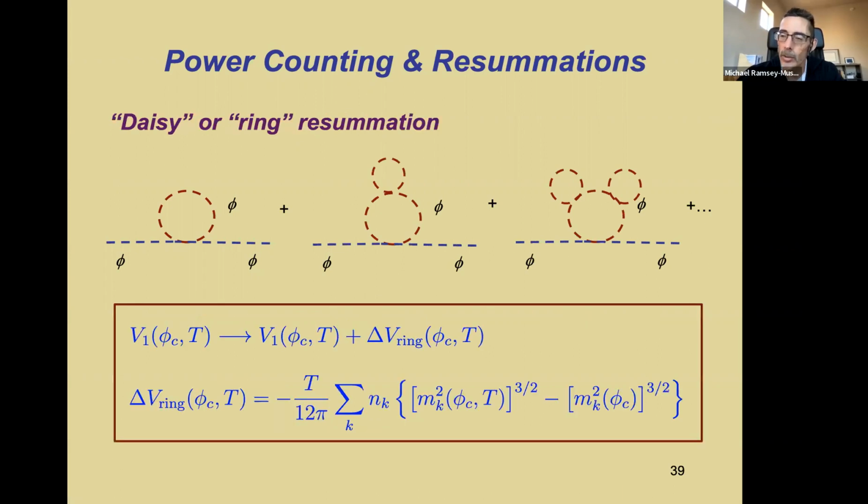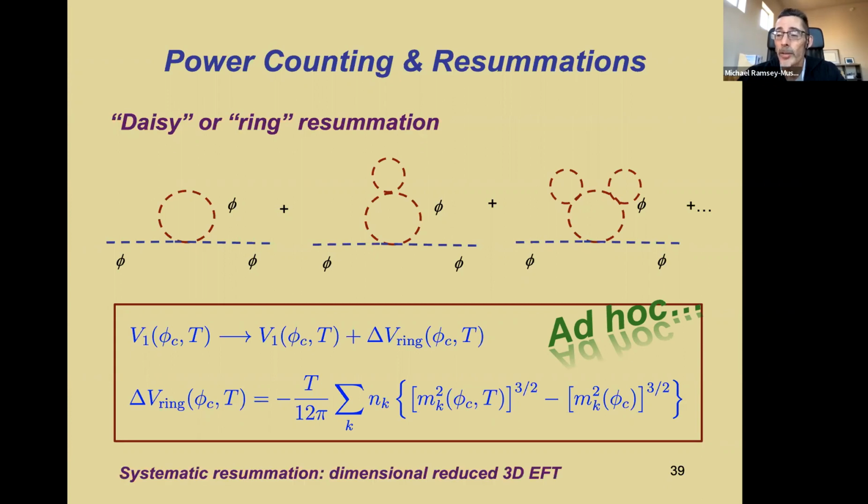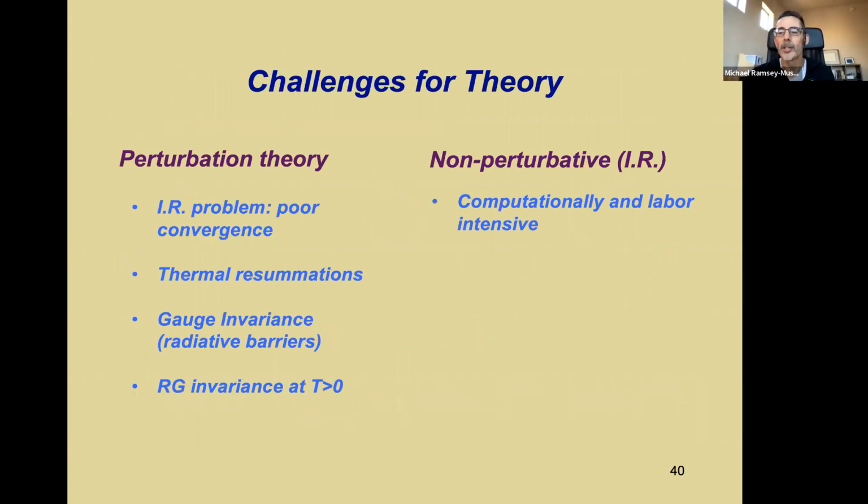And it's known how to do that at one loop through something called the daisy or ring resummation. That's standard lore now in thermal field theory. One of the caveats about it is it's a little bit ad hoc, because where else do you do this? And what if you want to go beyond one loop with higher precision? As we're going to see shortly, this is where effective field theory is a particularly powerful way to do it more systematically and improvably. So more generally, there are lots of challenges for perturbation theory, which I've listed on the left here. There's the IR problem, thermal resummations. I won't talk about maintaining gauge invariance, maintaining renormalization group invariance at finite temperature.